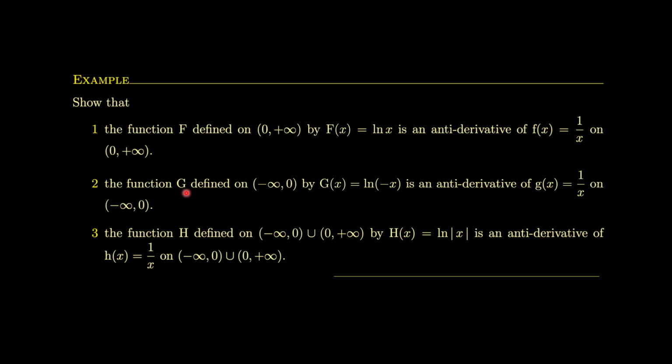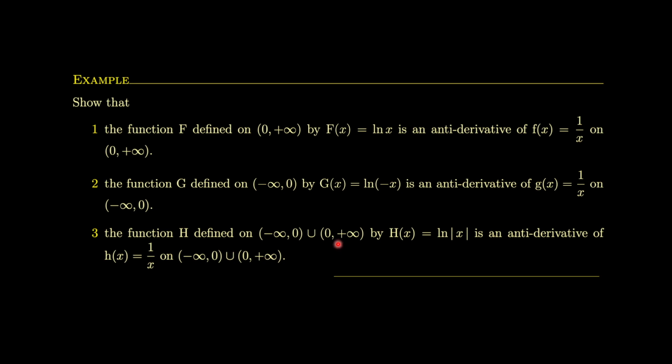And I want to do something for g. The function capital G of x is defined to be ln of minus x, on the interval from minus infinity to 0, which makes sense because ln is only defined if the argument in front of ln is a positive number. But the little g of x is still 1 over x, with the domain from minus infinity to 0. And the third one, we want to show that the capital H defined on this union of intervals by the rule ln of absolute value of x is an antiderivative of this function on this domain.